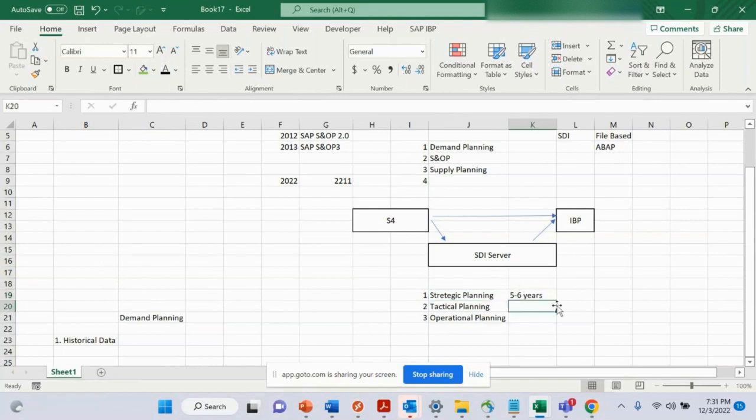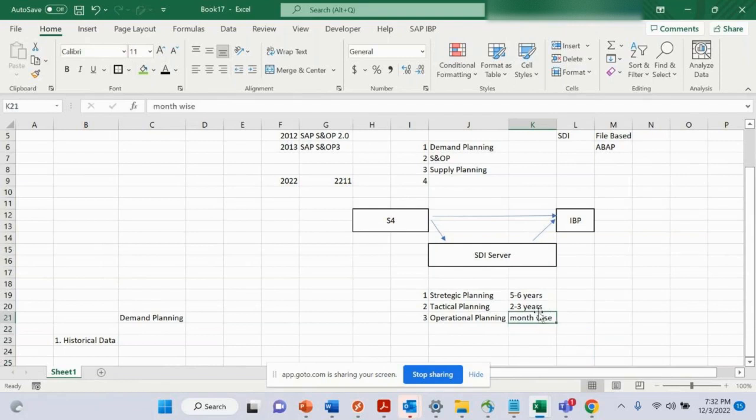Now comes the tactical planning. It is for 2 to 3 years, not more than that. It is more precise than strategic planning. It will tell that to achieve this 5 to 6 year target, what should be my approach for the coming 2 to 3 years. And now comes the third, which is called operational planning, which is month wise or day wise. Mostly month wise planning, because production is happening month wise, it will not happen weekly, so in a month cycle.